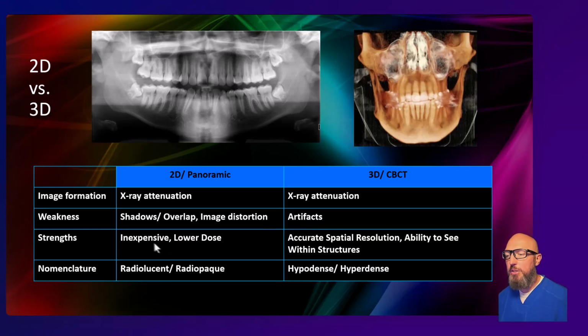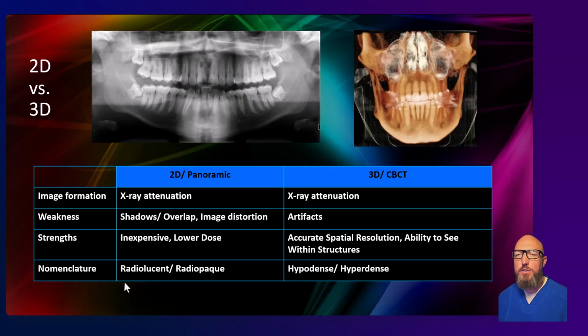Strength of 2D imaging is it's inexpensive. It's relatively lower dose, although you'll see that some CBCTs are not much higher or even equivalent for the ultra-low dose settings. And then the strength of 3D CBCT is accurate spatial resolution, so you're able to measure between different points. You're also able to see beyond structures, and so you're no longer hampered by overlapping of anatomical structures.